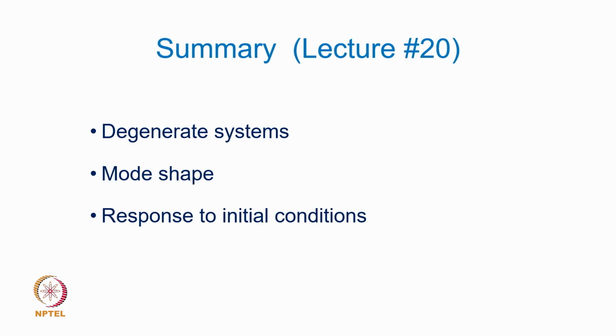So, the summary of this lecture: we discussed what a degenerate system is all about, and particularly its frequency character. We also discussed the concept of mode shape for a multi degree of freedom system, and how it appears for a 2 degree of freedom system. Then we had an initial discussion on how to find the response to initial disturbance for a 2 degree of freedom system, on similar lines to what we had discussed for a single degree of freedom system.